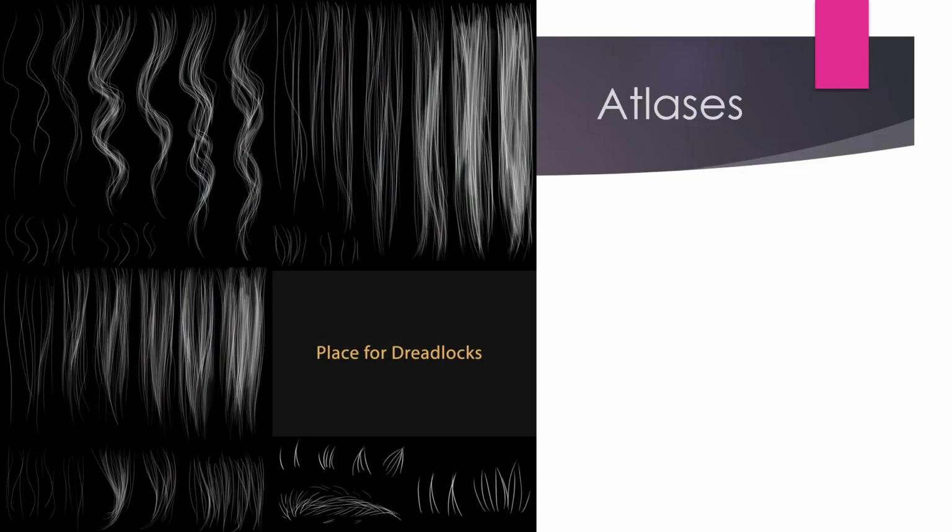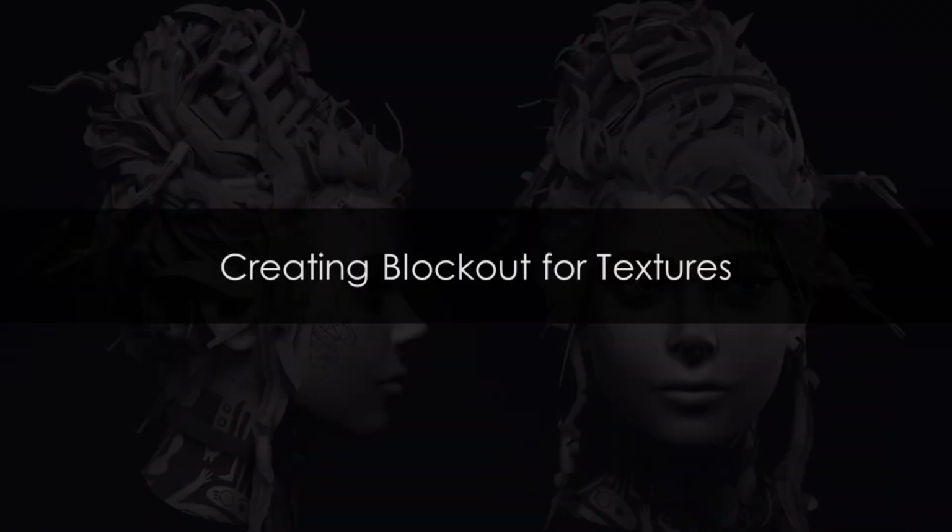In atlases, you usually include curly hair, noisy hair, straight hair, or very short hair. You should think of all the different types of hairstyles you're going to make with it. Sometimes eyebrows and eyelashes are also included in these atlases. Sometimes they're in a different atlas. And yes, I think that's all.